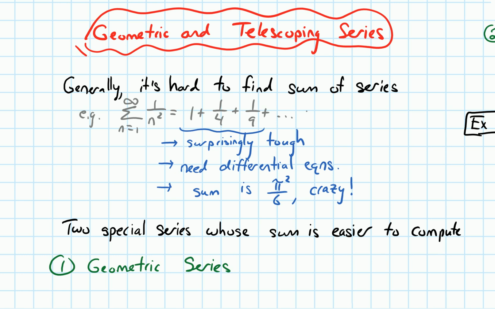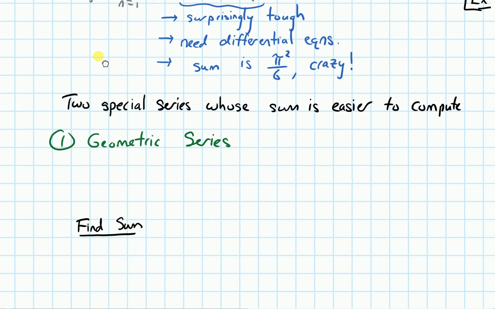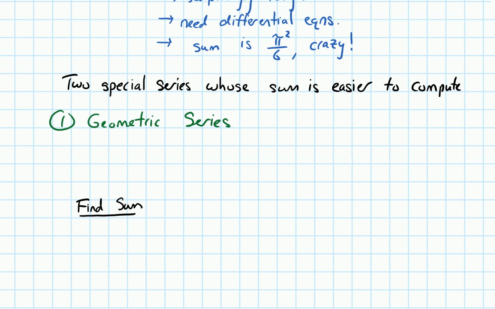Okay, so there are two special types of series whose sum is easier to compute. The first being a geometric series. So let's talk about geometric series.